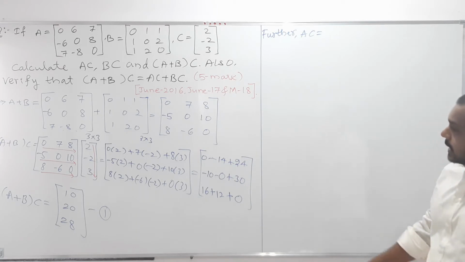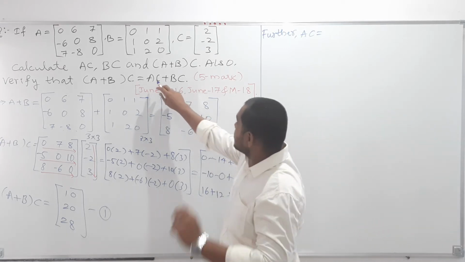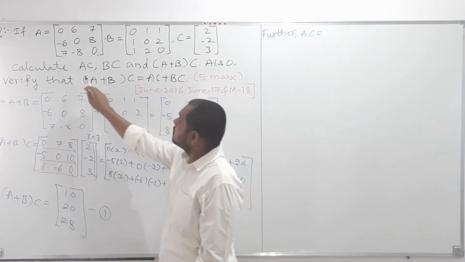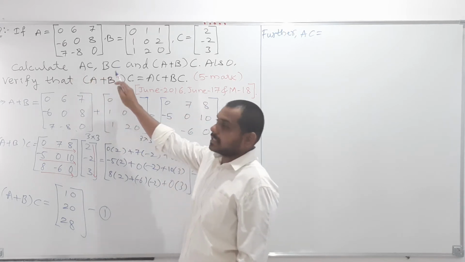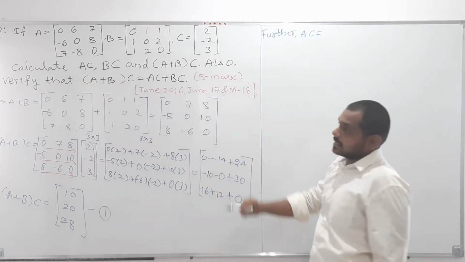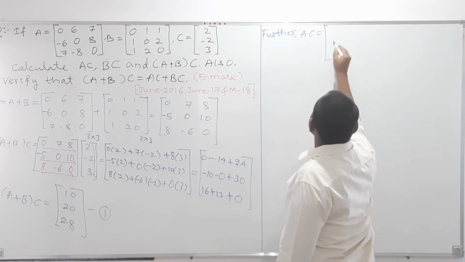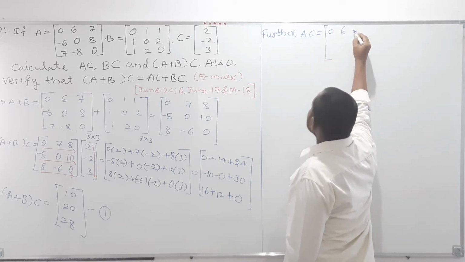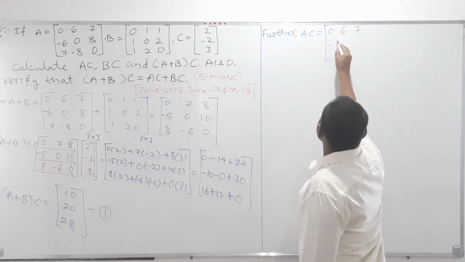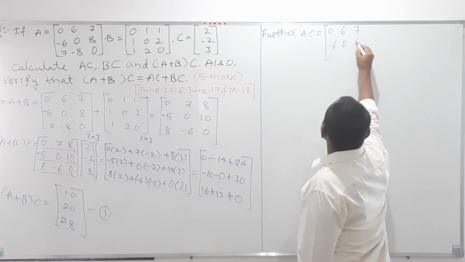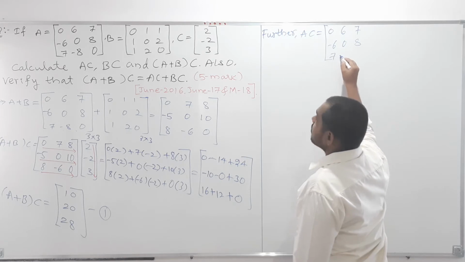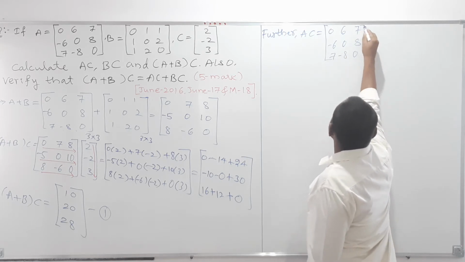Next, my dear students, further I will solve AC. Because we require this AC and BC value, and they also asked me to calculate AC and BC. So therefore next I will find AC. So what is A, my dear students? A is 0, 6, 7, minus 6, 0, 8, 7, minus 8, 0.